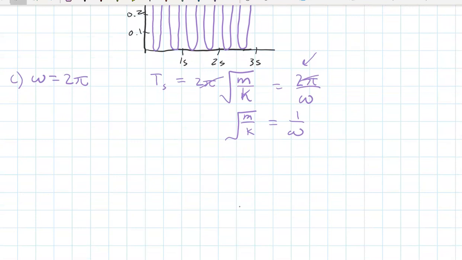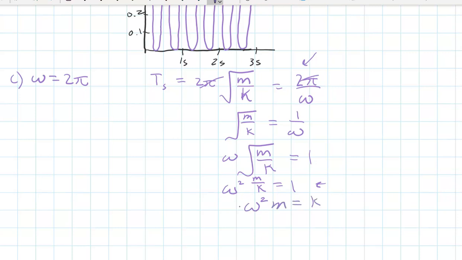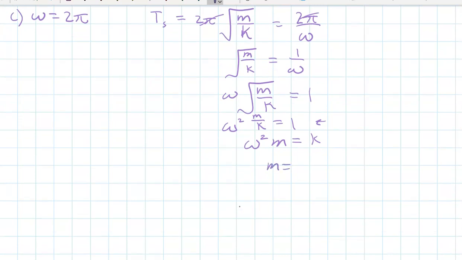And then I will multiply both sides by omega. Then I'll square both sides. And then I will solve this expression here for m. So if I solve that for m, I'll get omega squared m, multiply both sides by k, and then divide both sides by omega squared. So m equals k over omega squared.